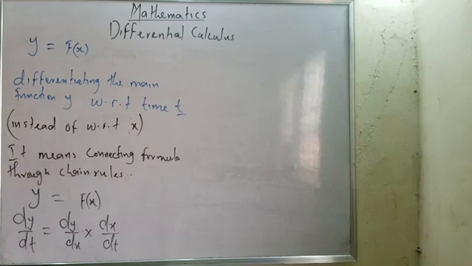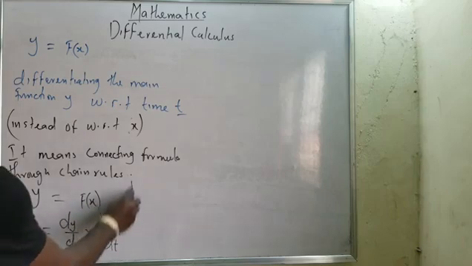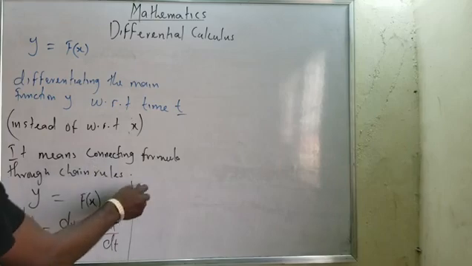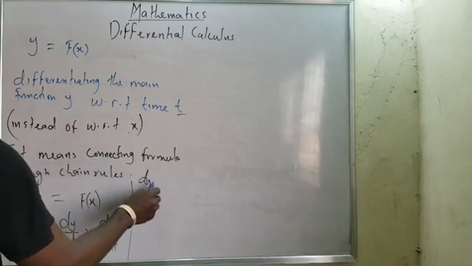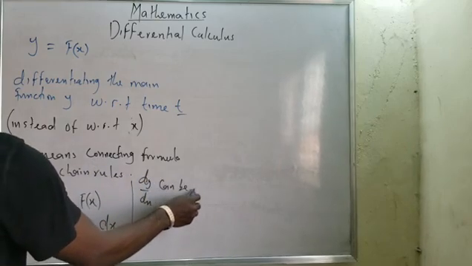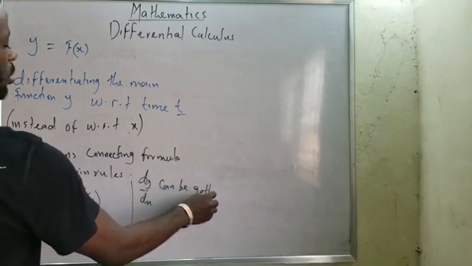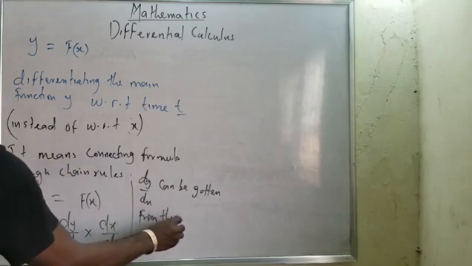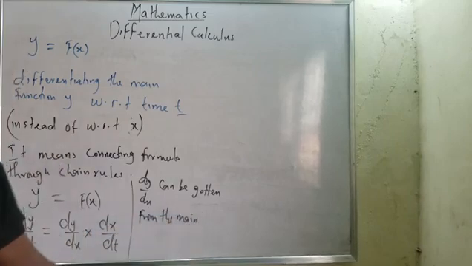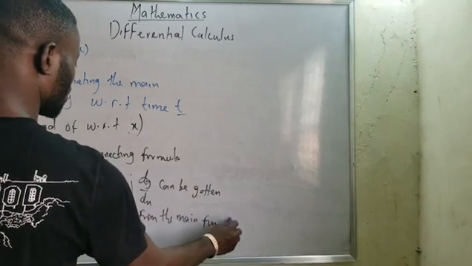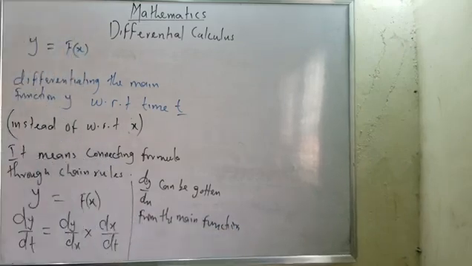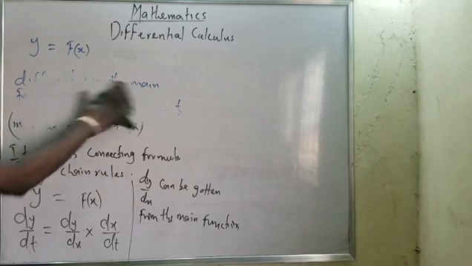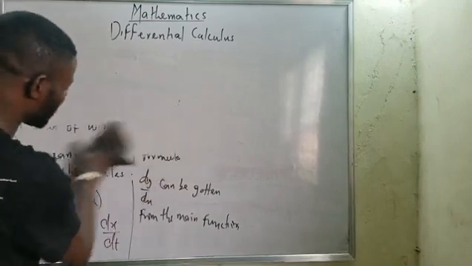Now, the dy/dx, depending on what your question is and how it is coming up, can be gotten from the main function. It means the dy/dx can be gotten from the main function. Let me try to explain with an example, to be able to see it clearly.